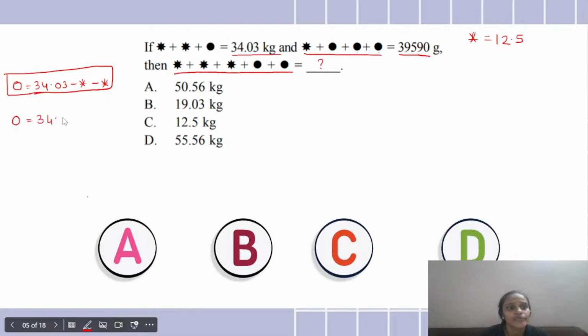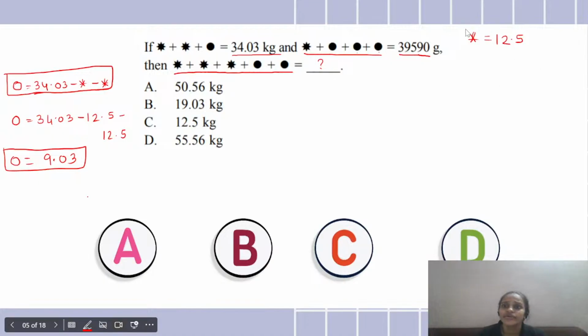So 34.03 minus 12.5 minus 12.5. So what do I get when I do this? 34.03 minus 12.5 minus 12.5. So I get 9.03. The value of circle is 9.03. All right, it's clear.